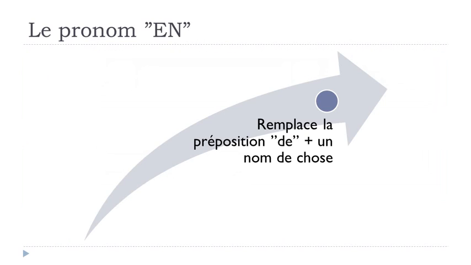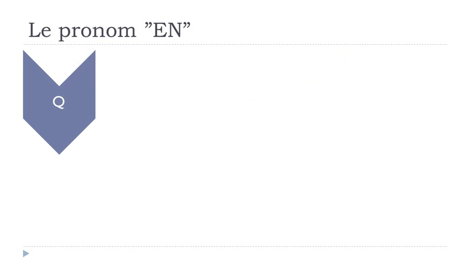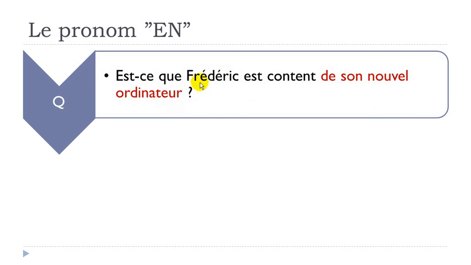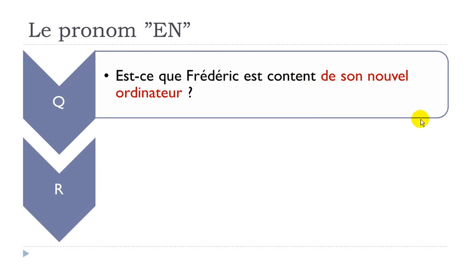And then, le pronom en, well, it can replace the preposition de plus a noun, and especially a noun for a thing. Okay, so let's see now. Est-ce que Frédéric est content de son nouvel ordinateur? Okay, est-ce que Frédéric est content? Content is to be happy, satisfied, okay, de son nouvel new ordinateur, computer. D'accord? Est-ce que Frédéric est content de son nouvel ordinateur?